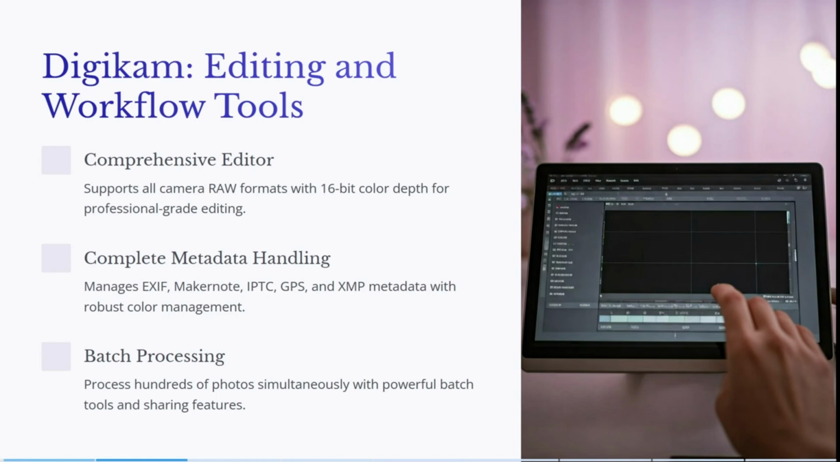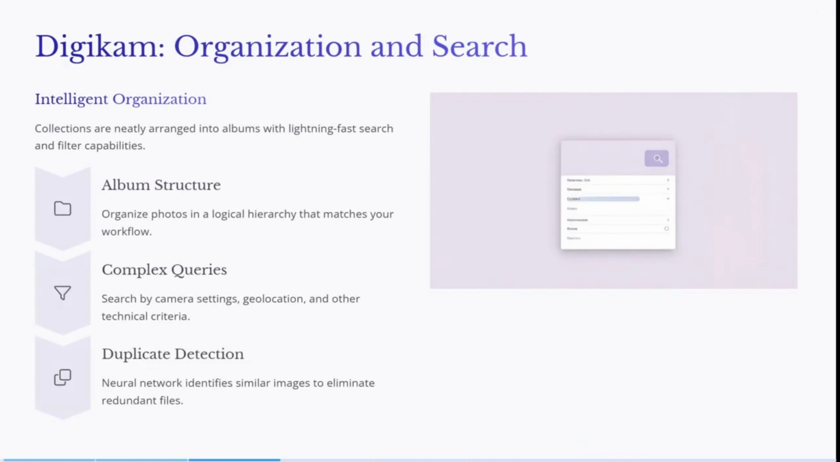And if you've ever used a batch editing feature on any editor, it is amazing. It saves you a lot of time. You can see over here it has the ability to organize photos in logical hierarchies that match your workflow. You can search by camera settings as well, geolocations, and other technical criteria. I think it is fantastic. It also has a neural network identifier, which helps you to identify similar images to eliminate redundant files.